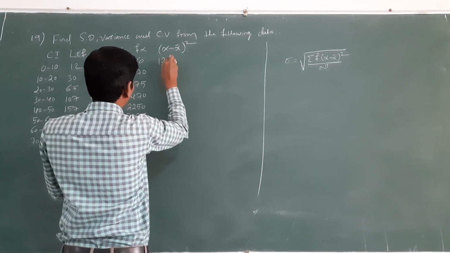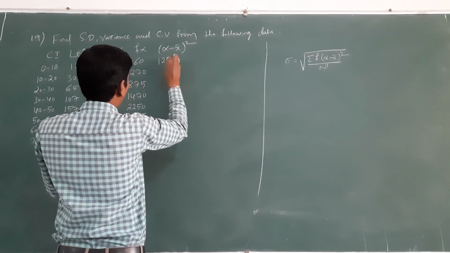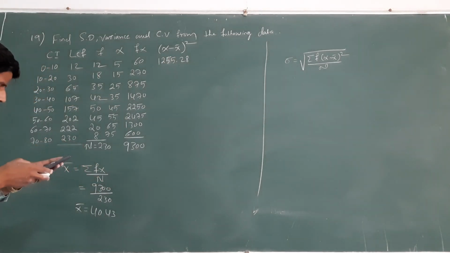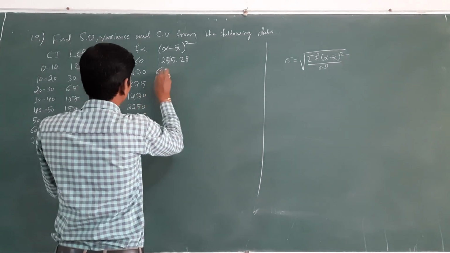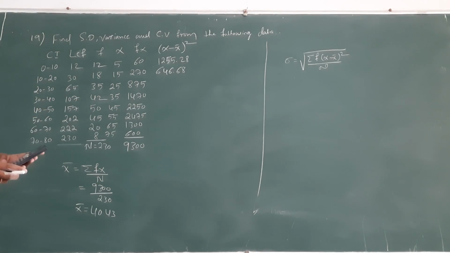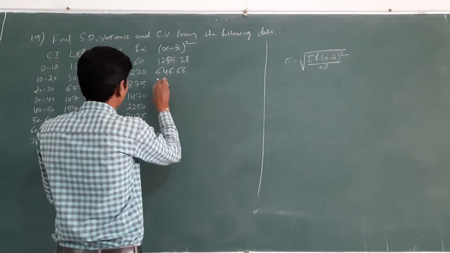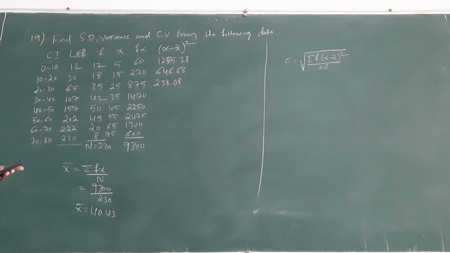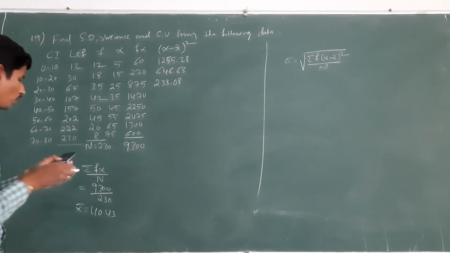1255.28. The next x value is 15. 15 minus 40.43 is minus 25.43. Its square is 646.68. The next x value is 25. 25 minus 40.43 is minus 15.43. Its square is 238.08. Next x value is 35. 35 minus 40.43 is minus 5.43. Its square is 29.48.